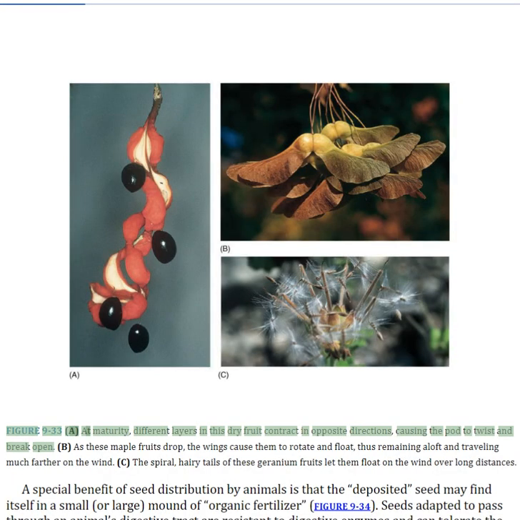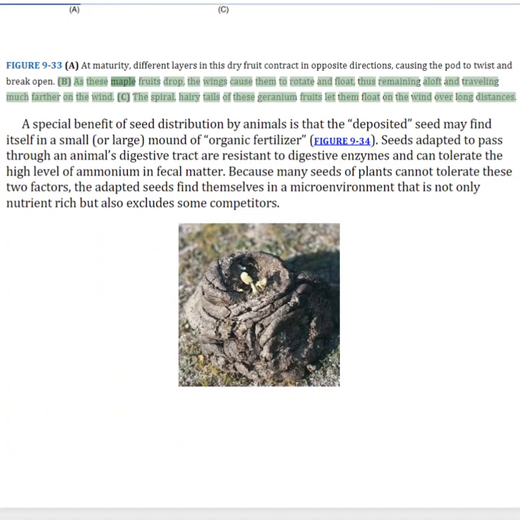Figure 933. At maturity, different layers in this dry fruit contract in opposite directions, causing the pod to twist and break open. As these maple fruits drop, the wings cause them to rotate and float, thus remaining aloft and traveling much farther on the wind. The spiral, hairy tails of these geranium fruits let them float on the wind over long distances.